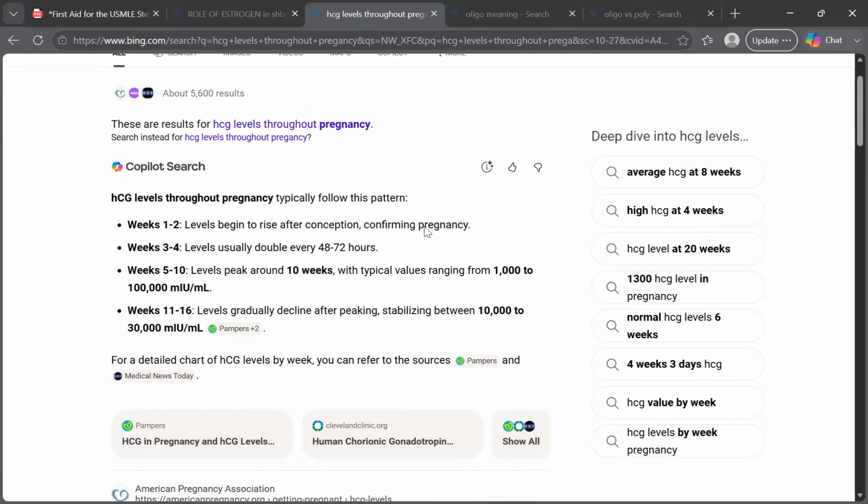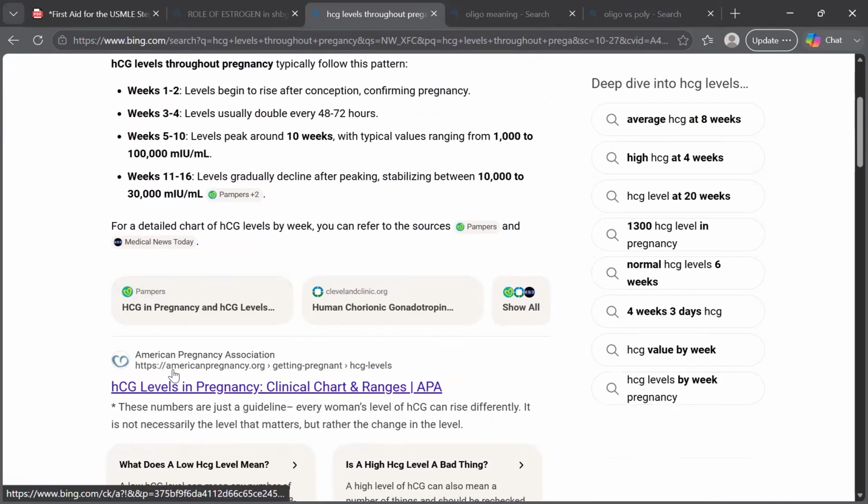Levels begin to rise after conception, confirming pregnancy in 1 to 2 weeks, and they double and they peak around the 10th week, and they gradually decline after peaking, stabilizing between 10,000 to 30,000 milli international units per ml.